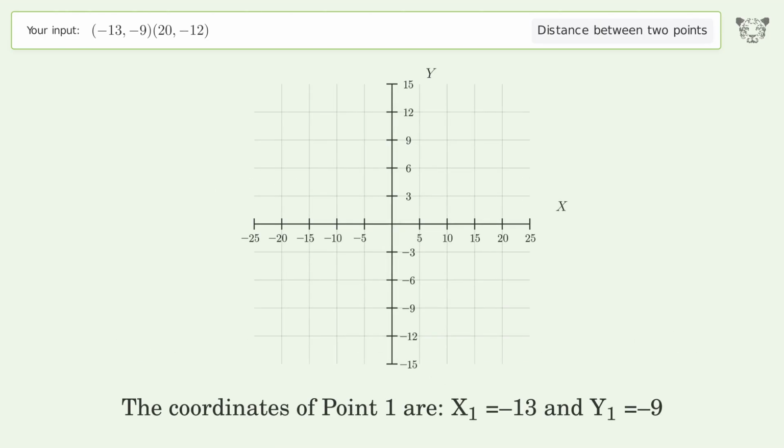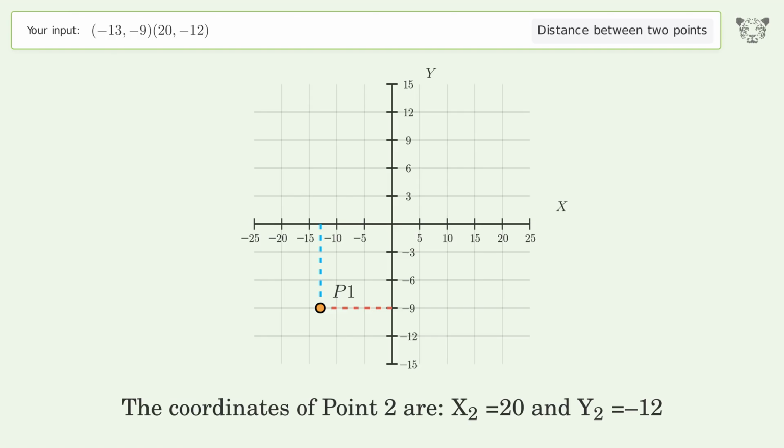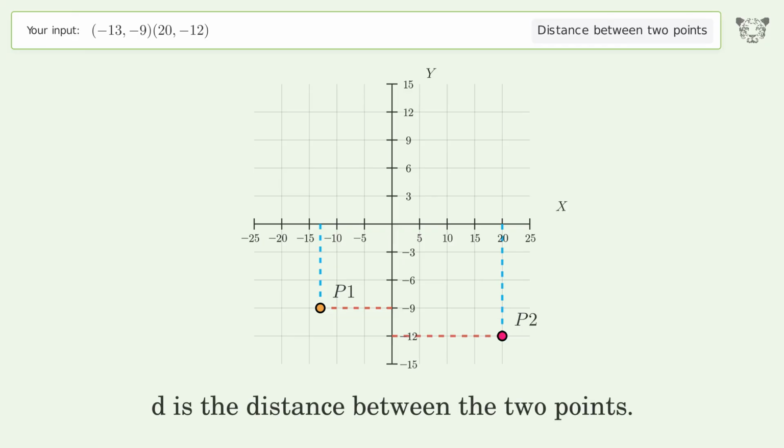The coordinates of point 1 are x1 equals -13 and y1 equals -9. The coordinates of point 2 are x2 equals 20 and y2 equals -12. D is the distance between the 2 points.